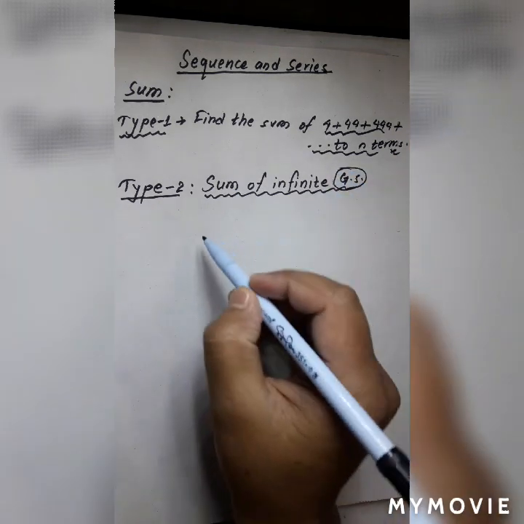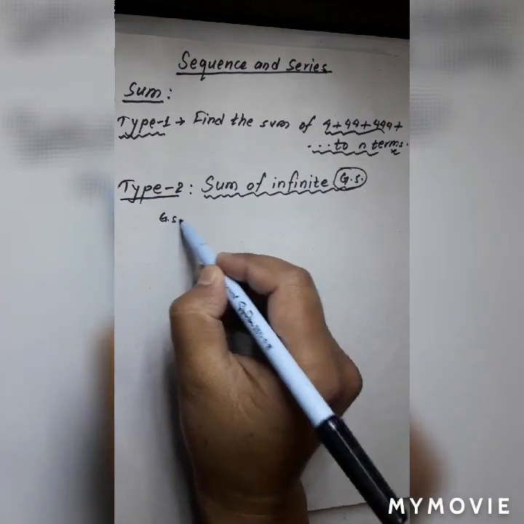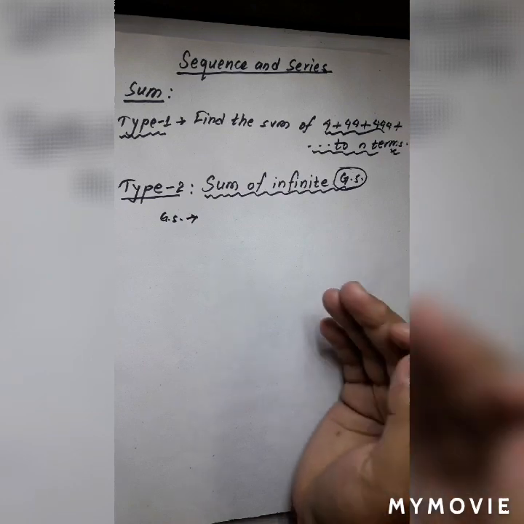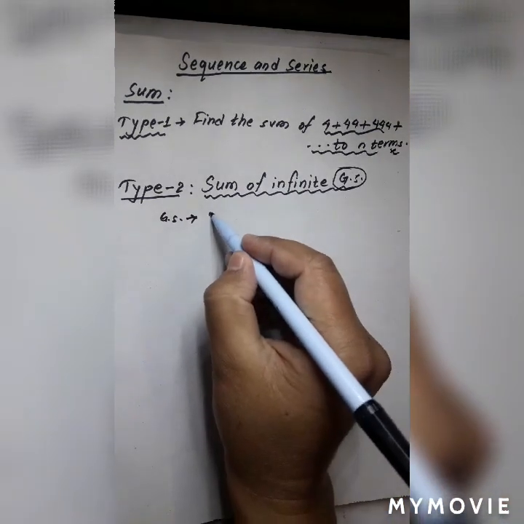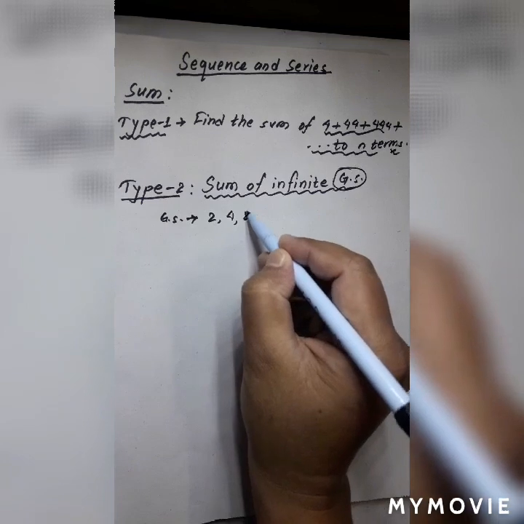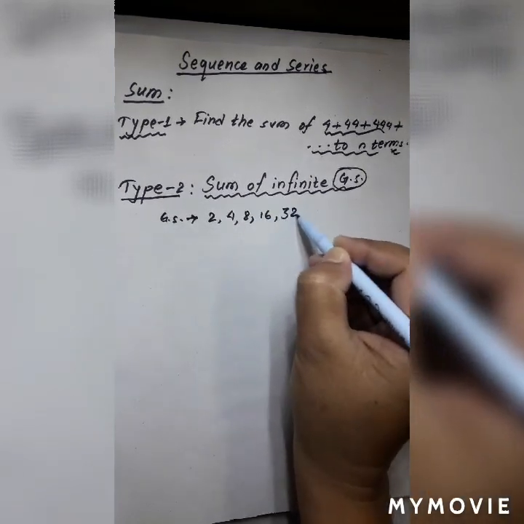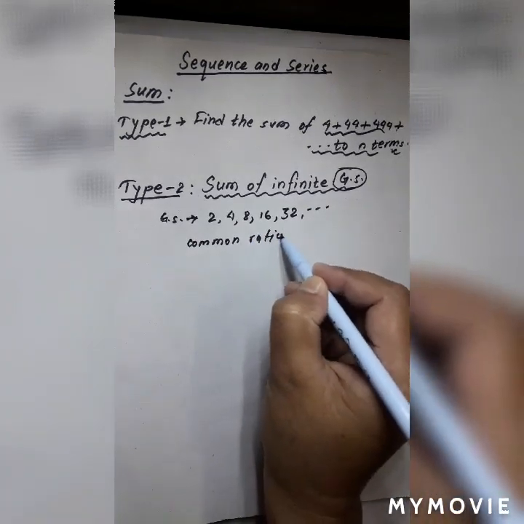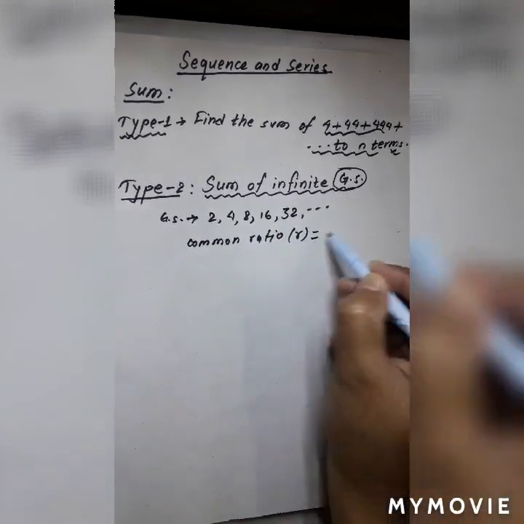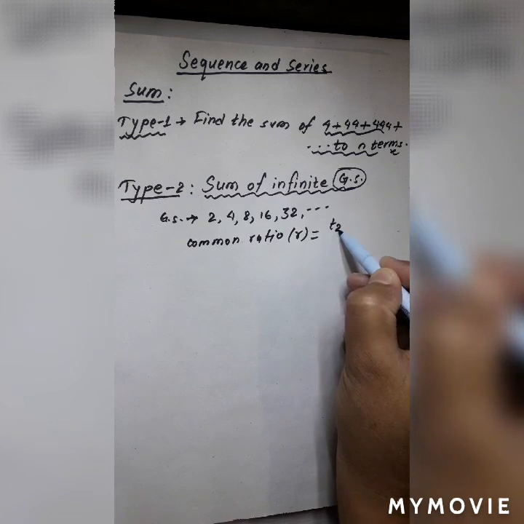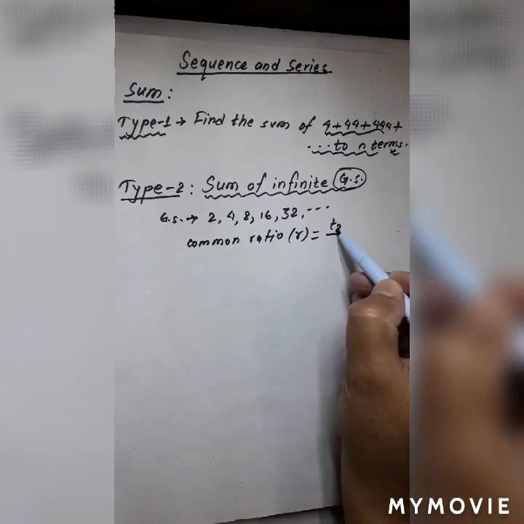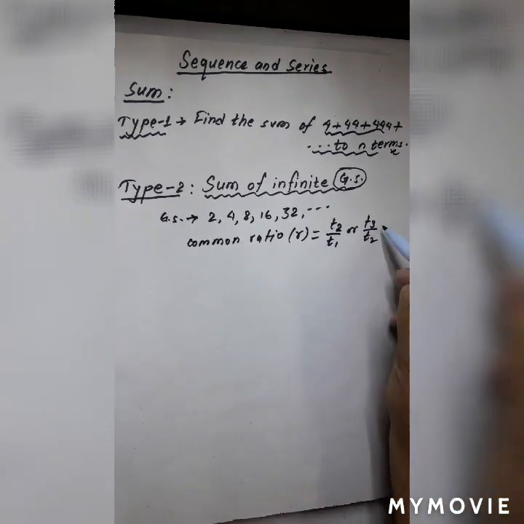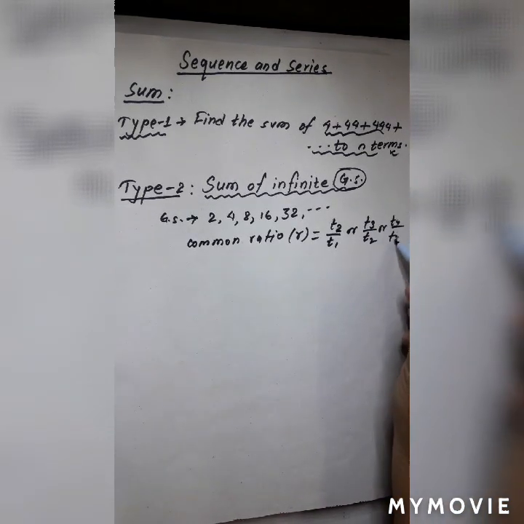Geometric series means the series where there is a constant ratio between a term and its preceding term. Suppose 2, 4, 8, 16, 32. The common ratio is denoted by R, and that is always the ratio of a term to its preceding term. So what is the preceding term of T2? T1, or T3 by T2, or T4 by T3, and so on.